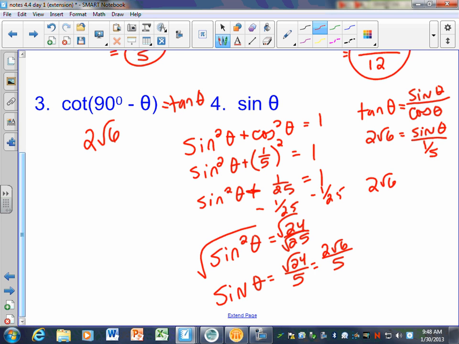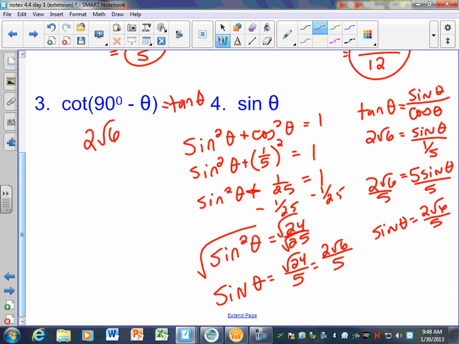Dividing by 1/5 is the same as multiplying by 5 over 1. So that's really 5 sine of theta. If you bring that 1/5 up, flip it over, then you divide by 5. And you do get that sine of theta equals 2 square root of 6 over 5.